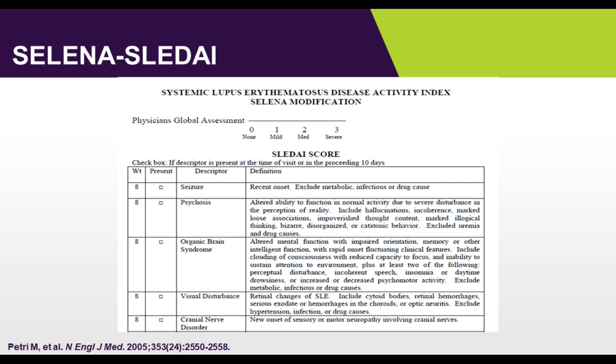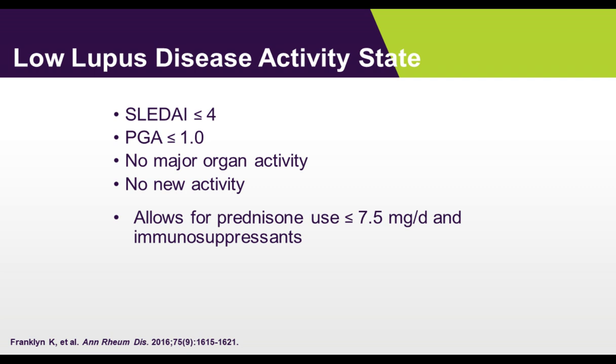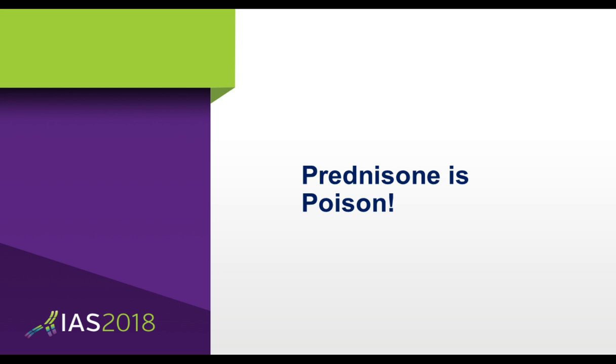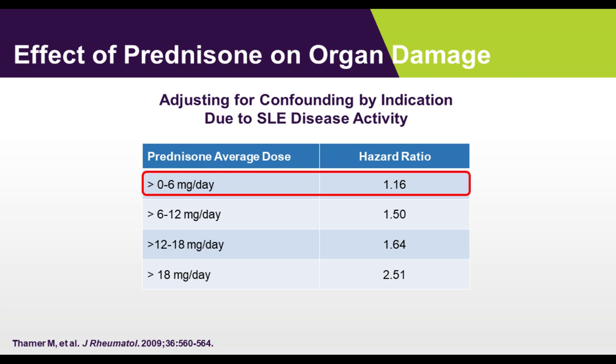Now why? Because the P in prednisone stands for poison. I say this to make us all feel guilty when we write those prednisone prescriptions. Of course, prednisone works, and it works fast, but our patients pay a terrible long-term price. If the maintenance prednisone dose is 6 milligrams or higher, the patient will have a 50% increase in permanent organ damage. The most common organ damage is osteoporotic fracture, and number 2 is cataracts. But it's even worse than that.